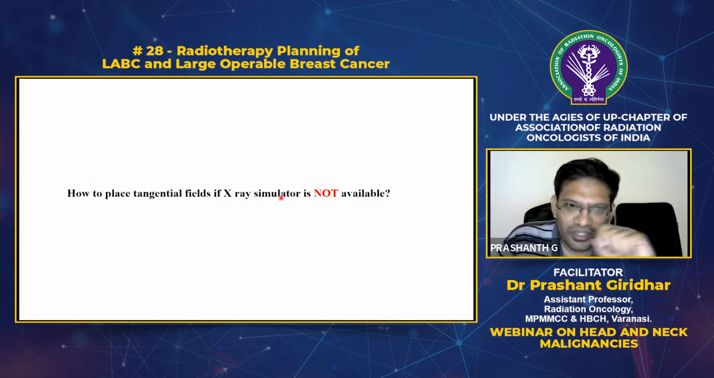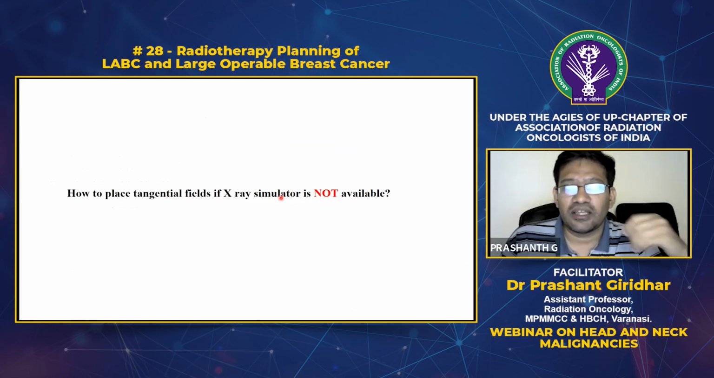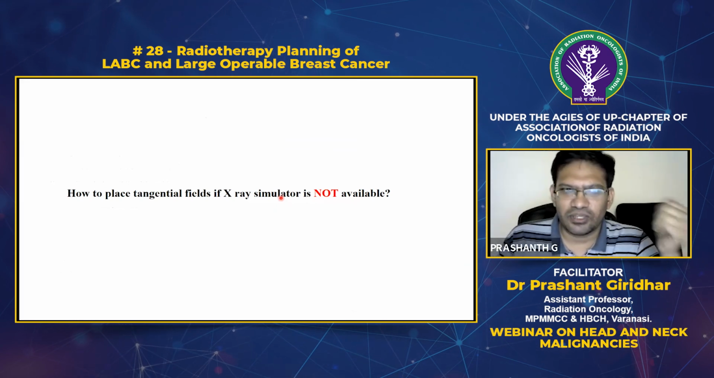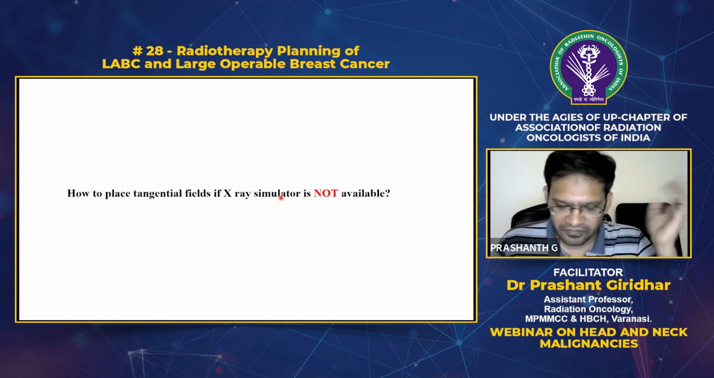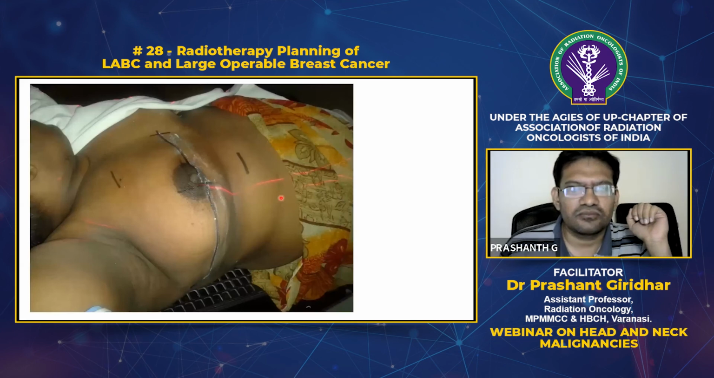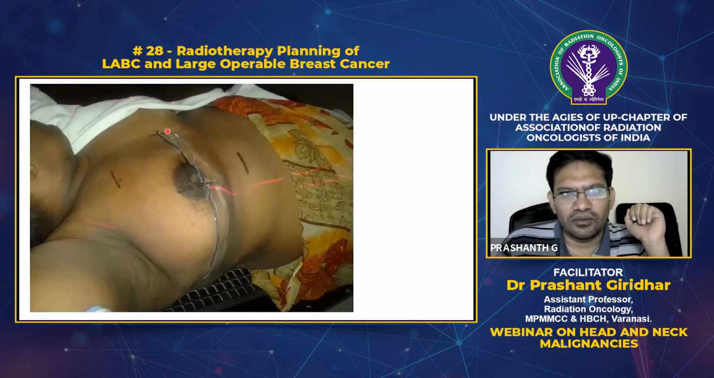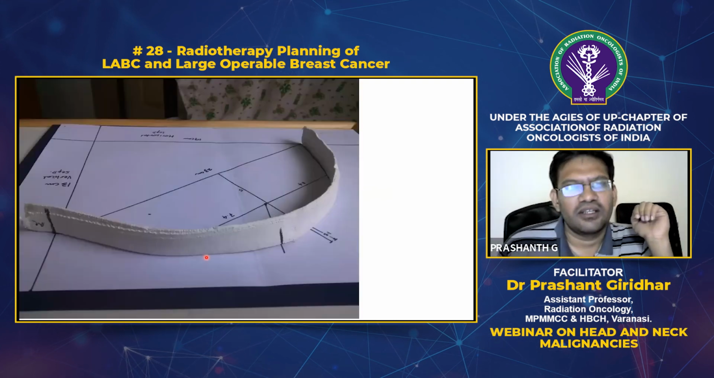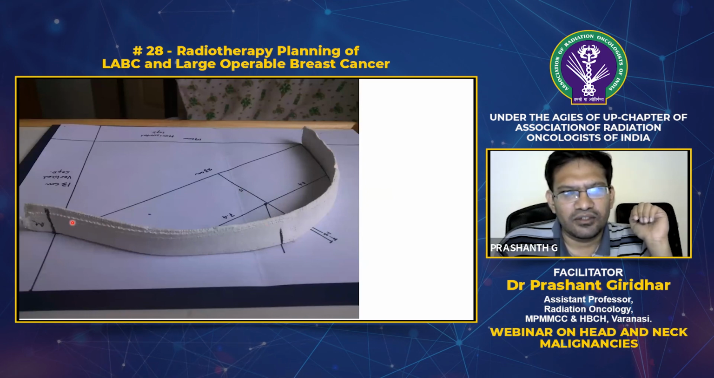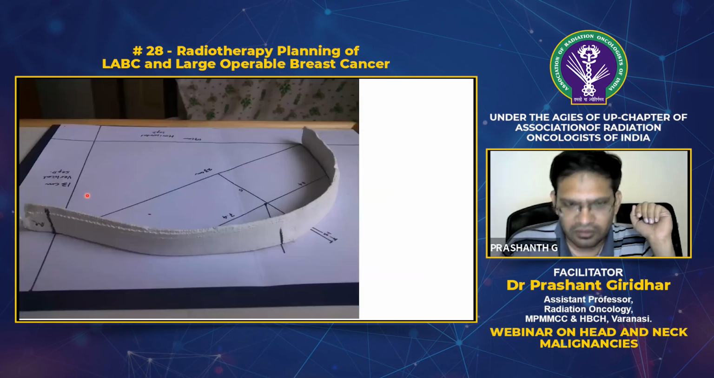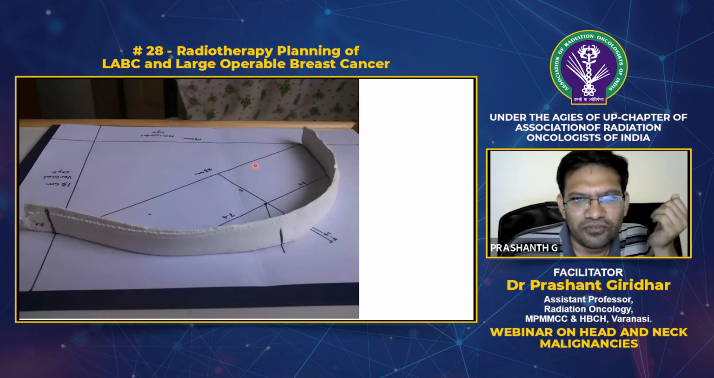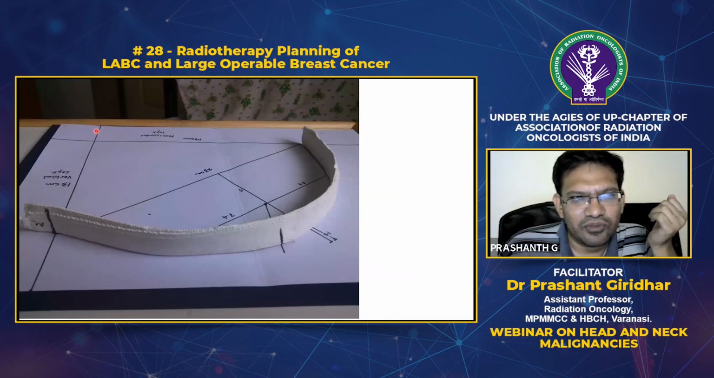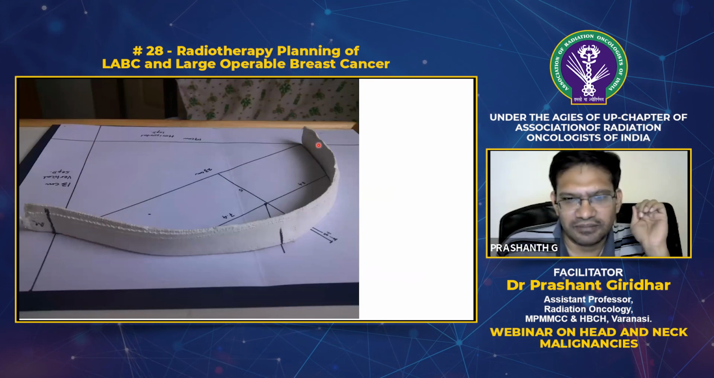Right. So now we have seen places where an X-ray simulator is available, but there may be centers where an X-ray simulator is not available. In that case, how do you plan it? Then you place plaster of Paris across the patient's breast or chest wall. Then you take it out in this manner. You place it on a flat sheet and you identify the angle from this diagram, as you can see here. So you have the tangent going from here to here. Now the angle of the tangent can be found out using the perpendicular axis here.